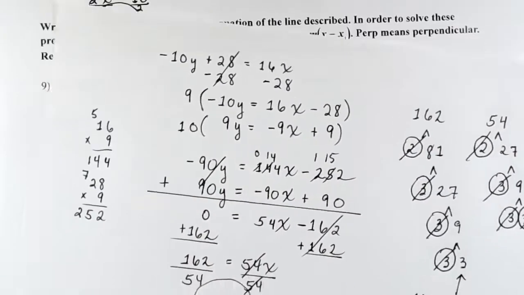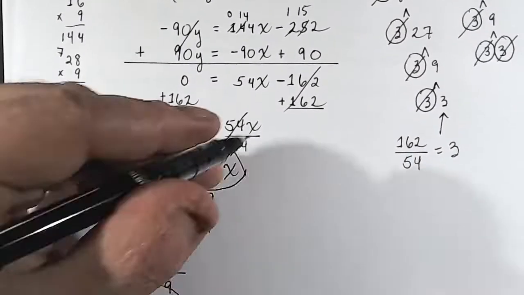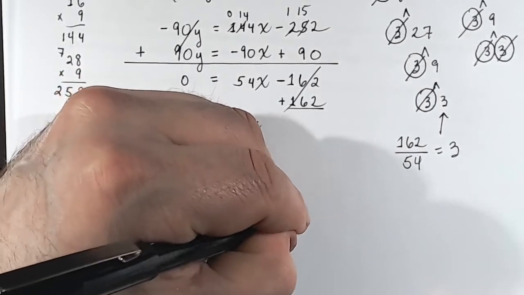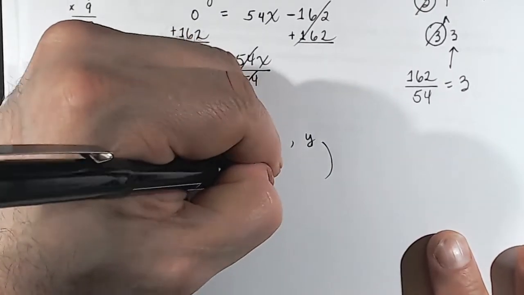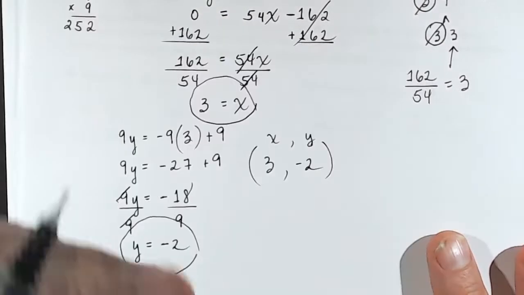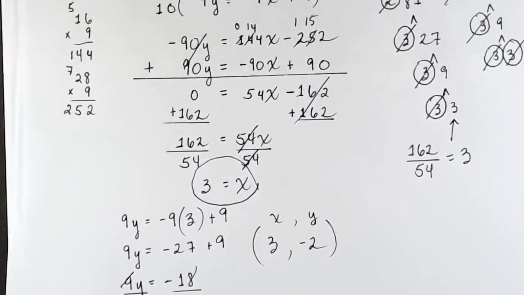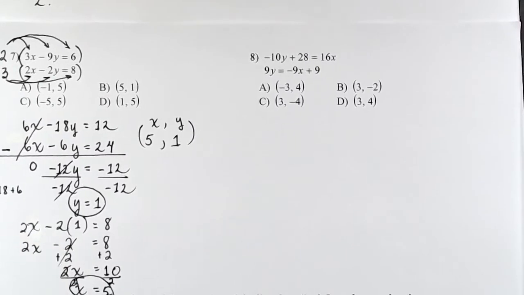All right, there's the process that we went through to get that. So our solution would be x comma y, which would be 3 comma negative 2. So we can go check that answer in Desmos.